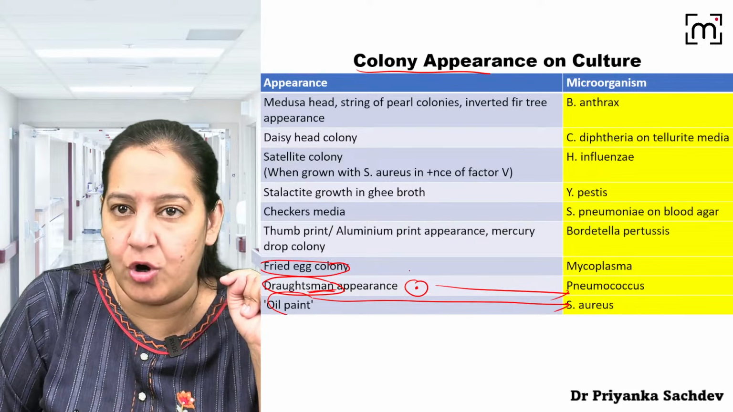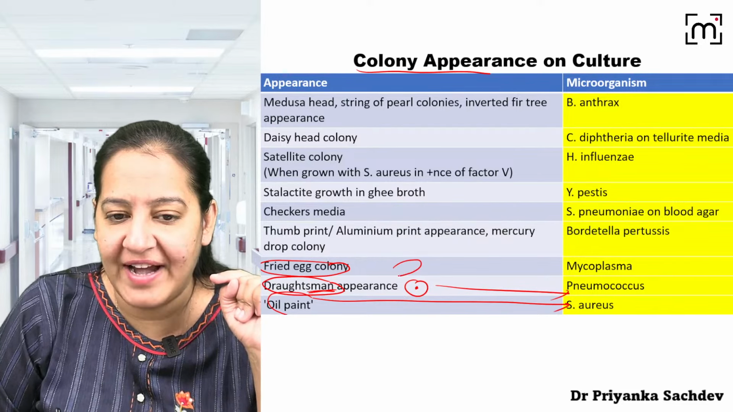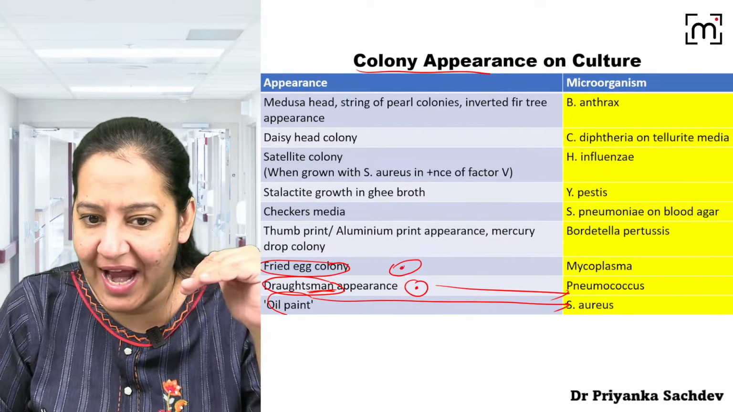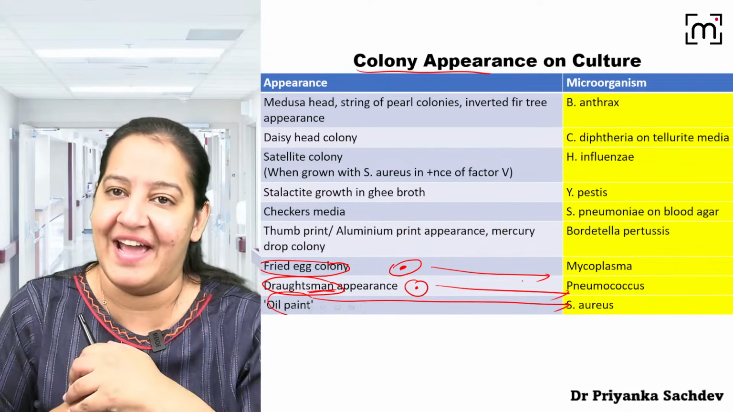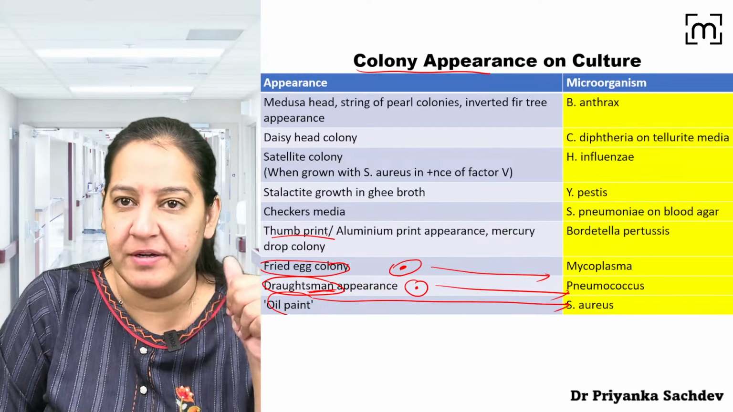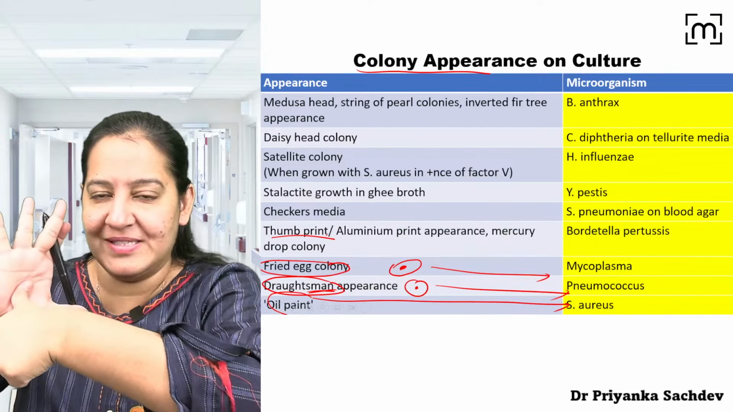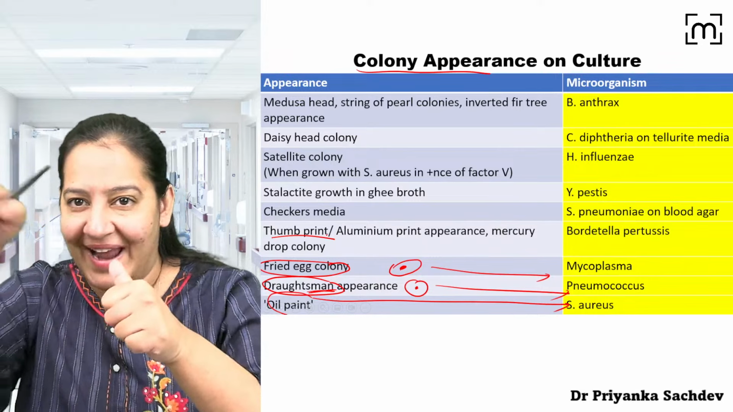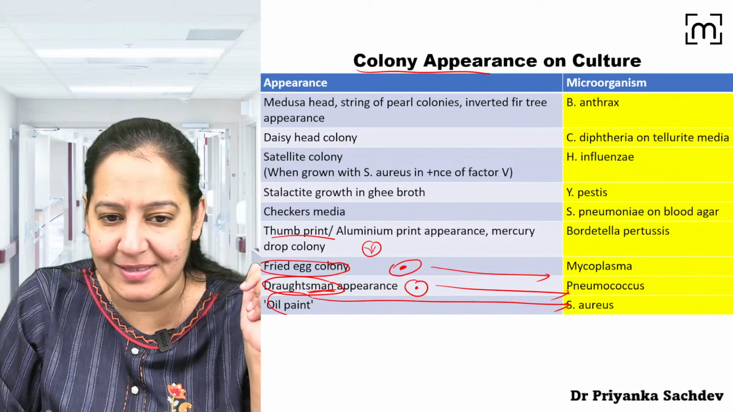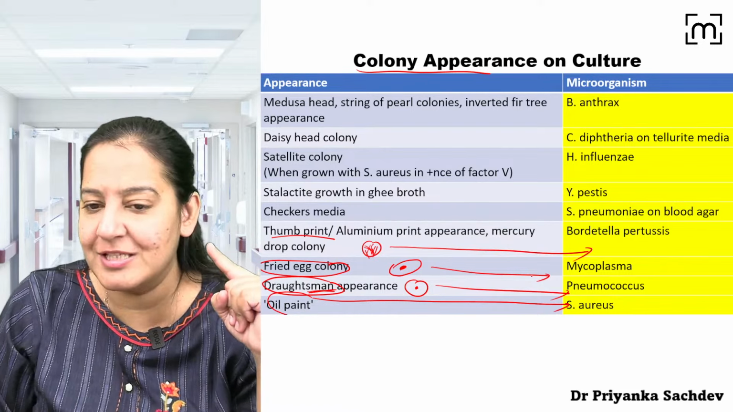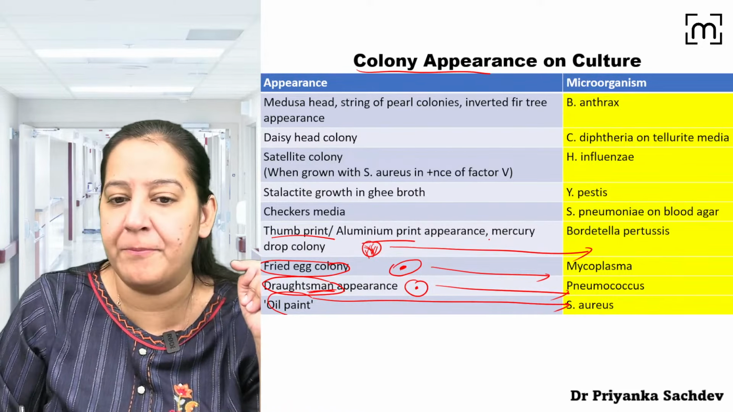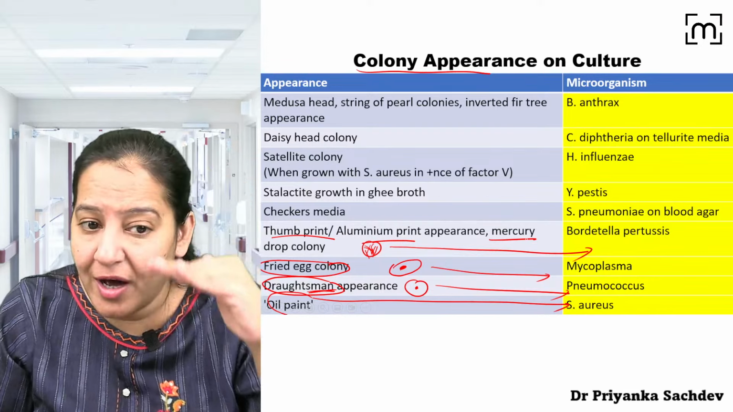Fried egg colony. Have you seen fried egg? In a fried egg the outer is white and the inner is yellow. So the colony of Mycoplasma is like a fried egg, right? Have you seen a thumbprint? If I put my thumbprint somewhere, can you see the thumbprint lines? The colony is like this, looking like a thumbprint. So thumbprint appearance is Bordetella. The aluminium print or thumbprint or mercury drop. These all are your PYQs.